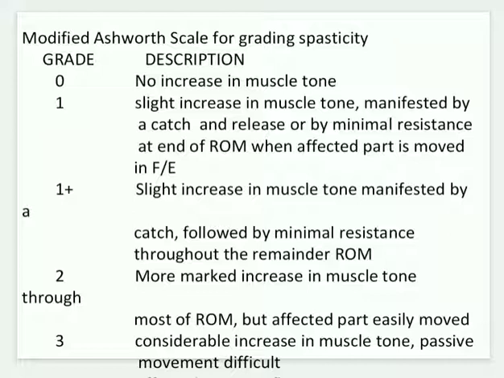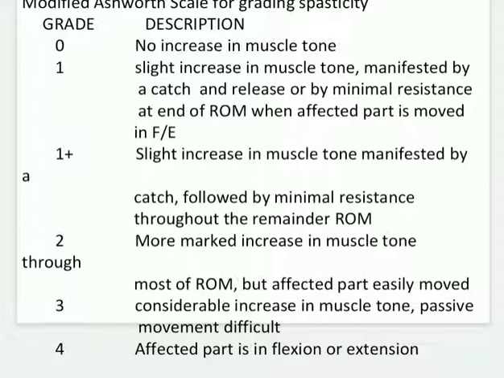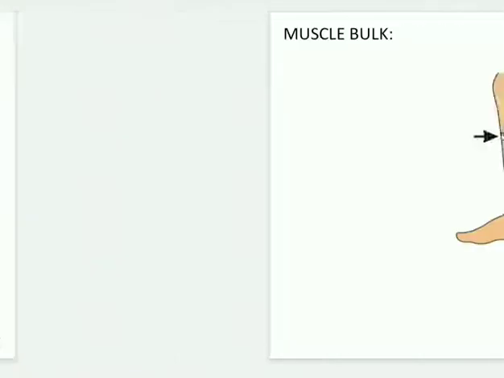Grade 2 tells about a more marked increase in muscle tone, but the affected part can still be moved easily. Grade 3 tells about a considerable increase in muscle tone, and passive movement is very difficult to do. And grade 4, the affected part is rigid in flexion or extension.